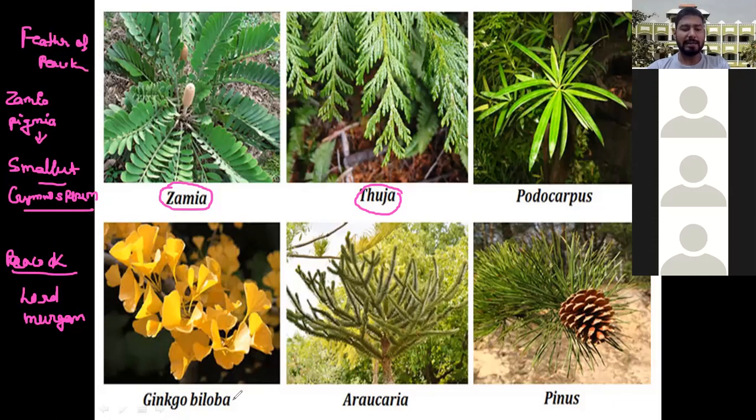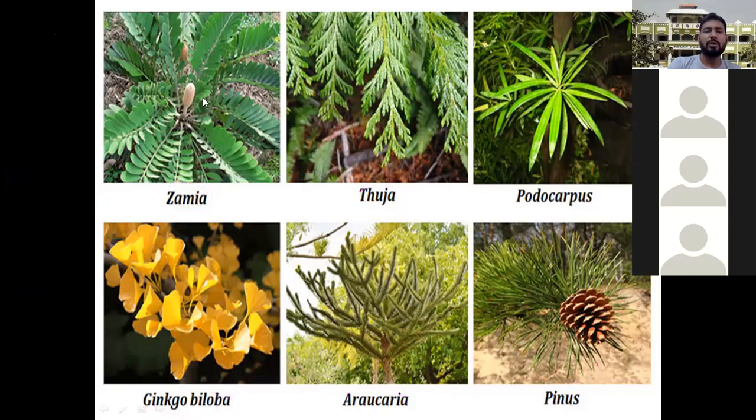Then Ginkgo biloba, it is the only living fossil. Cycas also is a living fossil. Cycas and Ginkgo biloba, both are living fossils. Then Araucaria and Pinus. So these are the examples of gymnosperm.